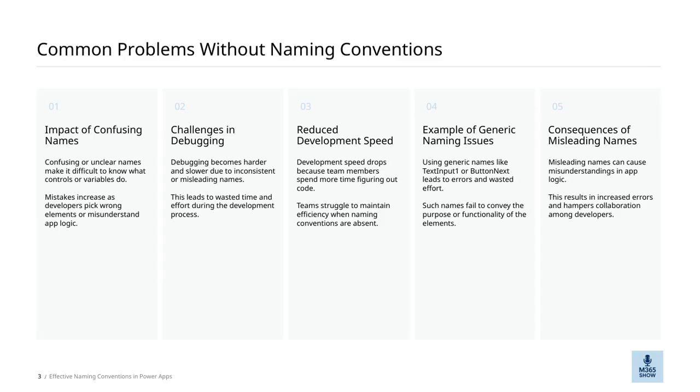When naming isn't clear, development speed takes a hit because team members spend extra time trying to understand the code instead of building it. This lack of clarity also makes debugging more challenging. It becomes harder and slower to identify issues because inconsistent or misleading names just add confusion. Finally, confusing or unclear names make it tough to understand what controls or variables are supposed to do. This increases the chances of mistakes, as developers might select the wrong element or misunderstand the overall app logic. So, having good naming conventions is crucial to keep development smooth, efficient, and error-free.